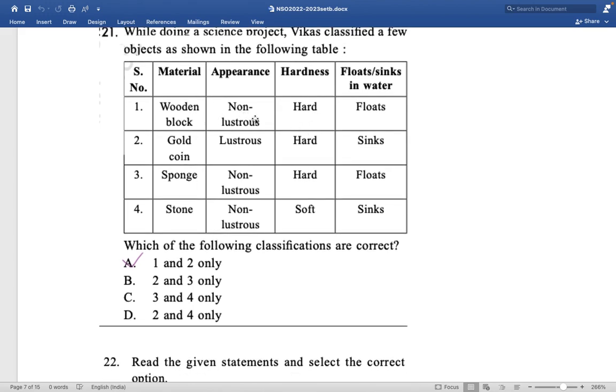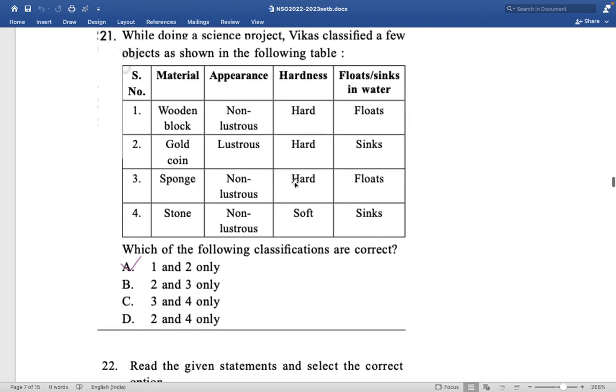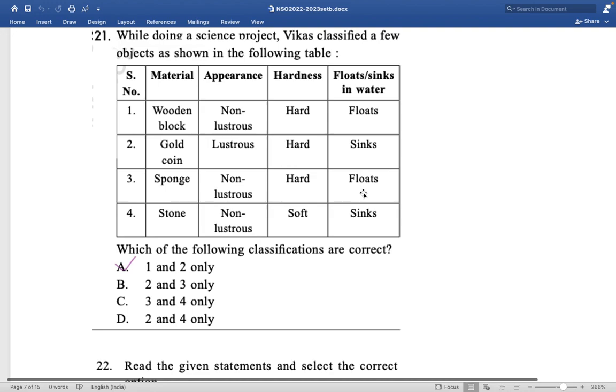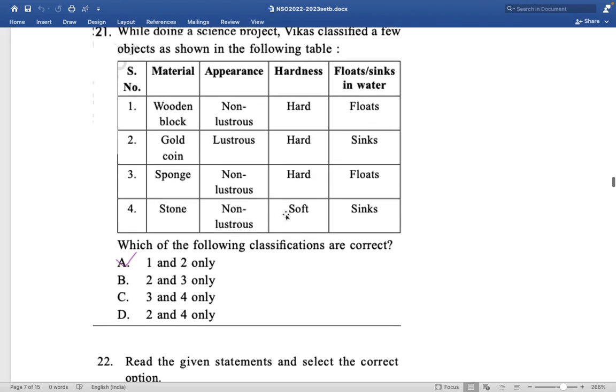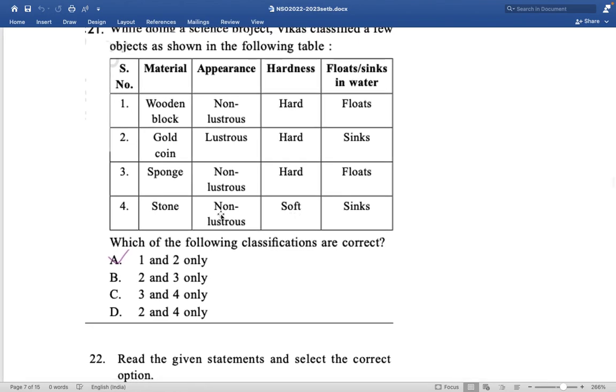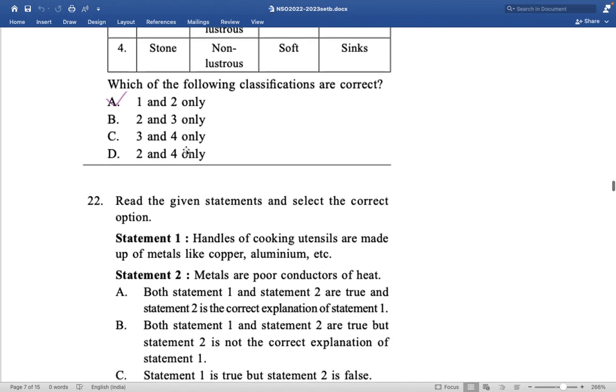Wooden blocks are non-lustrous, that means they are not shiny, they are hard and they float in water as they are less dense than water. Gold coins are shiny, also known as lustrous, hard and they sink in water. Sponges are non-lustrous, very soft. Here it mentions hard and they float. So this is incorrect as it mentions hard instead of soft. Stones are non-lustrous and very hard. Here it mentions soft. So this is also incorrect. So 1 and 2 only is the correct answer.